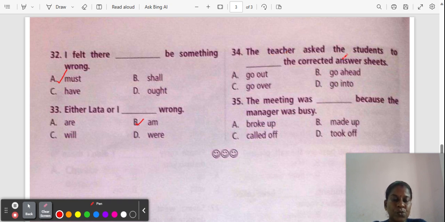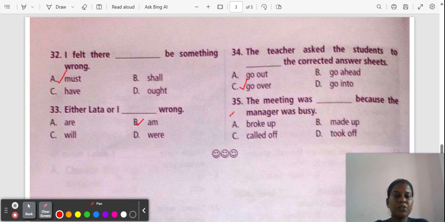Then question number 34. The teacher asks the student to dash the corrected answer sheets. Option A, go out. Option B, go ahead. Option C, go over. Option D, go into. Go out means get out of something. Go ahead means to take place after being delayed. Go over means check something. Go into means start discussing the subject extensively. So here the teacher asks the student to check something. Go over is the correct answer.